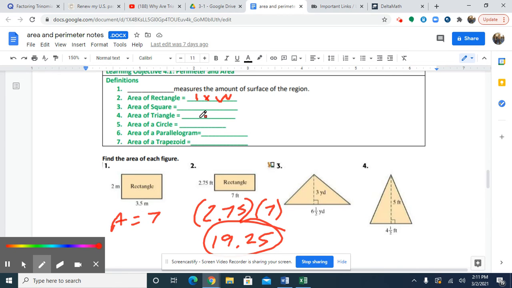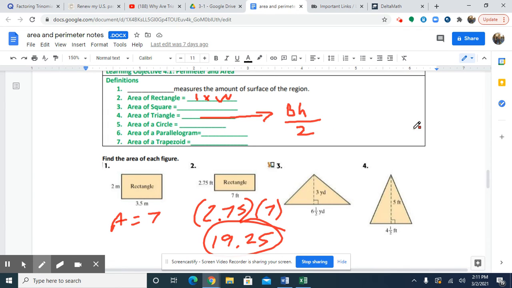Now for a triangle, the formula is going to be the base of the triangle times the height, and we're going to divide it by 2. So the height from the lowest to the highest point of the triangle right here is 3. And the base, which is the bottom of the triangle, is 6.5. So 6.5 times 3 is going to be equal to 19.5.